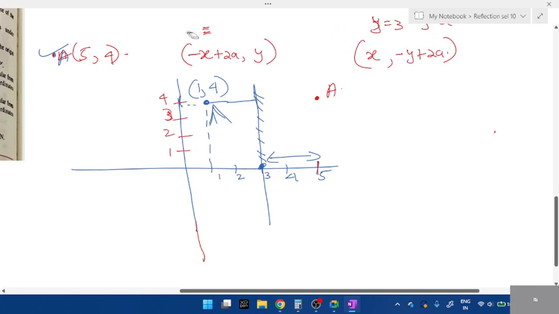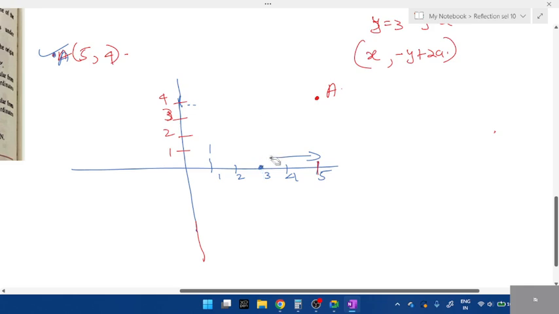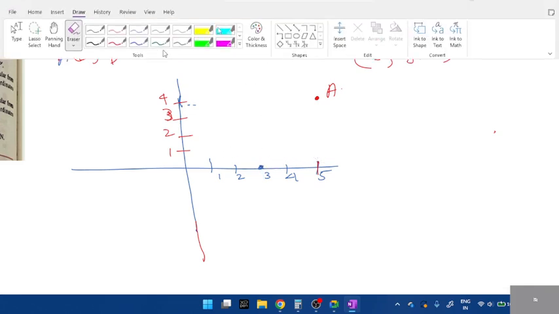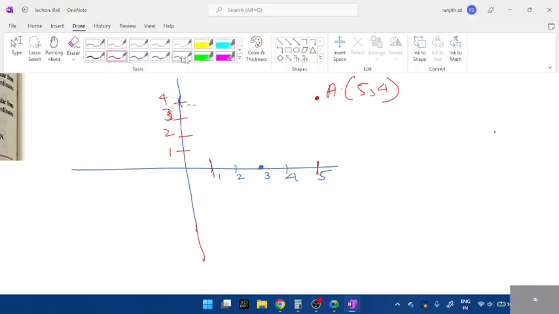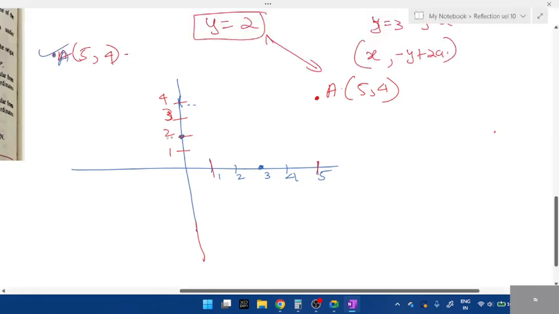Okay, next one, students. The same point 5 comma 4, the reflection is not on an axis. It's not x or y. The reflection is, I'll give you a value, y is equal to 2. So apart from this 5 and 4, there is an extra value. Apart from 5 and 4, y has extra value 2, which means in y axis where there is 2, we are placing the mirror in this direction. This is the mirror.